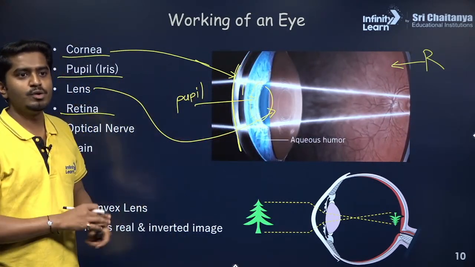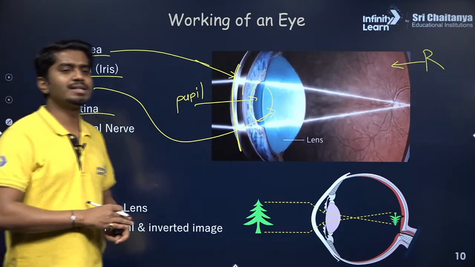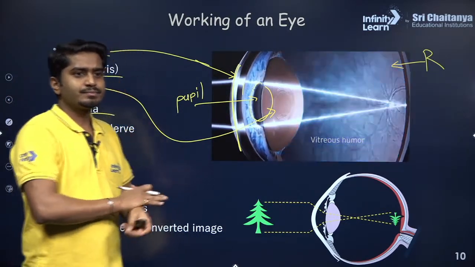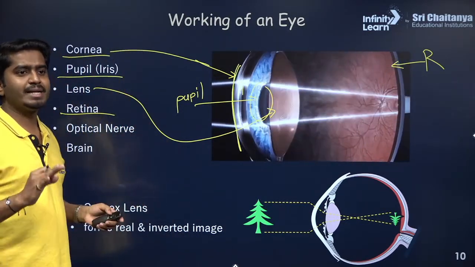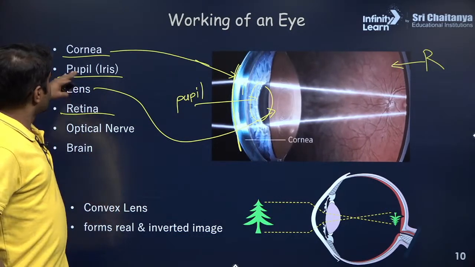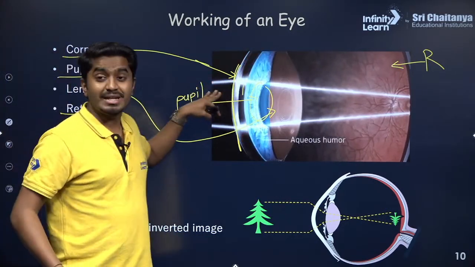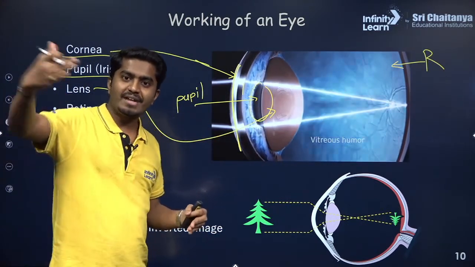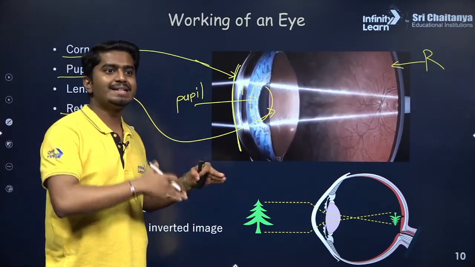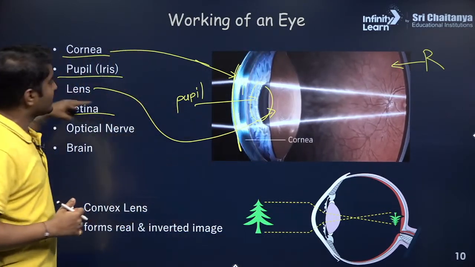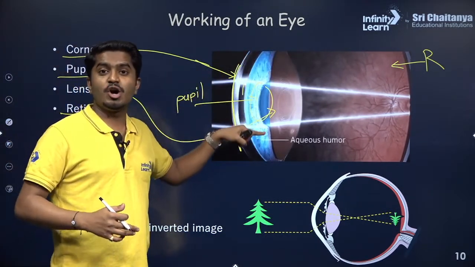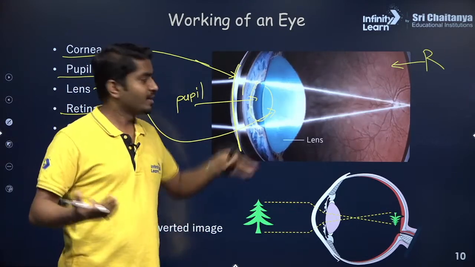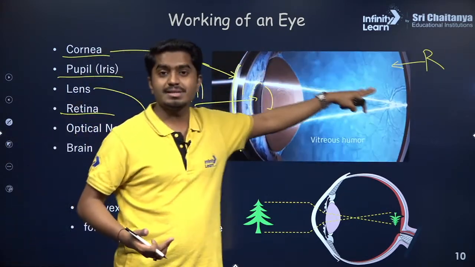What does the pupil do? Apparent depth is not there in your syllabus. It is very simple. Okay, just give me a minute, I'll tell you about the apparent depth. The pupil allows the light to go inside. The pupil is like a door. When you open the door, light will come inside the eye. Then we have the lens. The lens does not refract the light. What the lens does is it focuses the light.